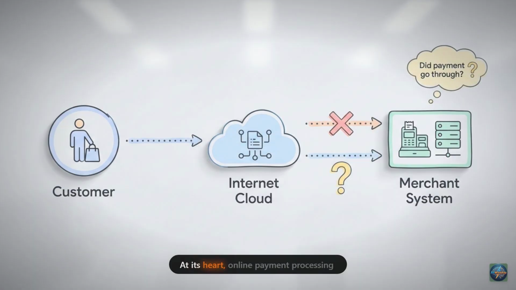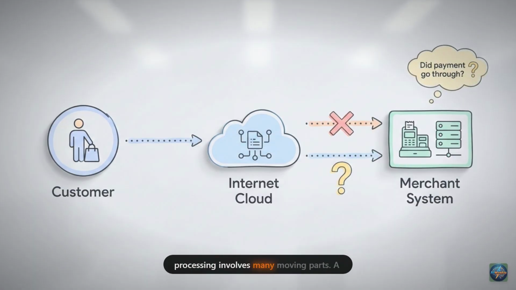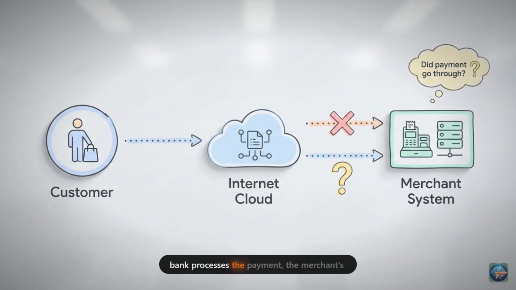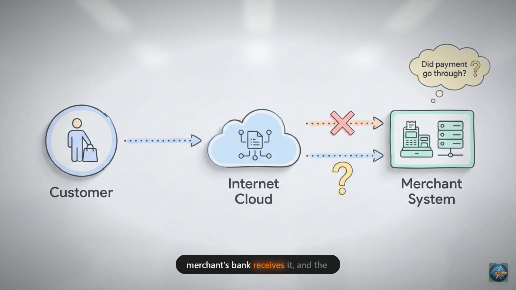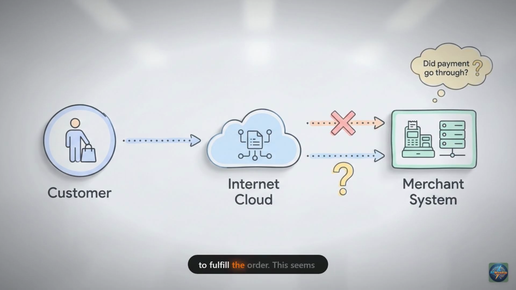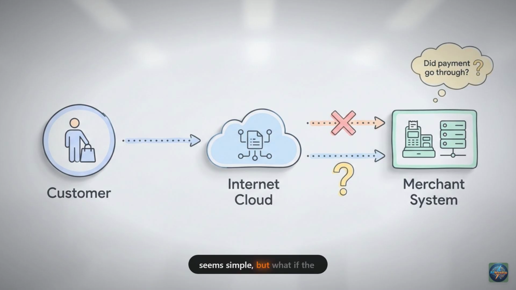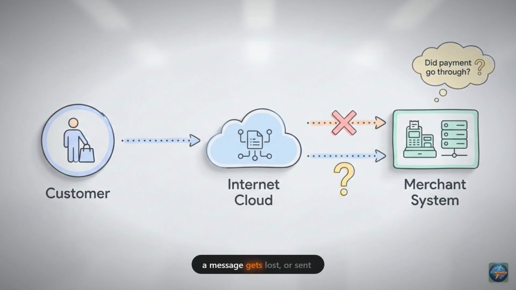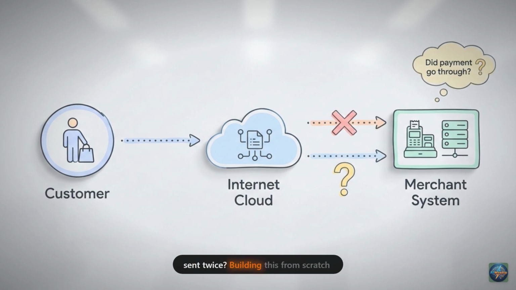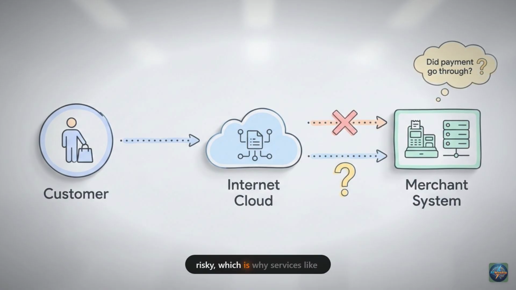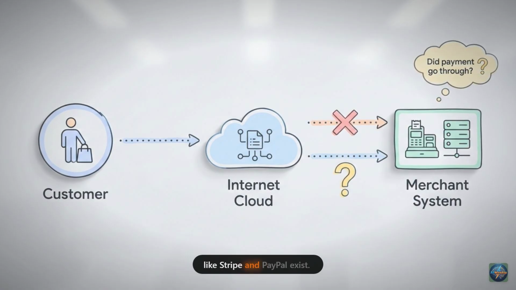At its heart, online payment processing involves many moving parts. A customer makes a purchase, their bank processes the payment, the merchant's bank receives it, and the merchant's system needs to know it all happened successfully to fulfill the order. This seems simple, but what if the internet connection drops? What if a message gets lost or sent twice? Building this from scratch is incredibly complex and risky, which is why services like Stripe and PayPal exist.